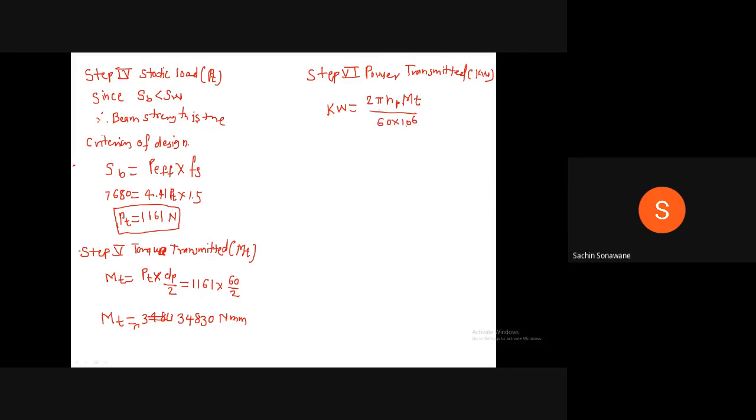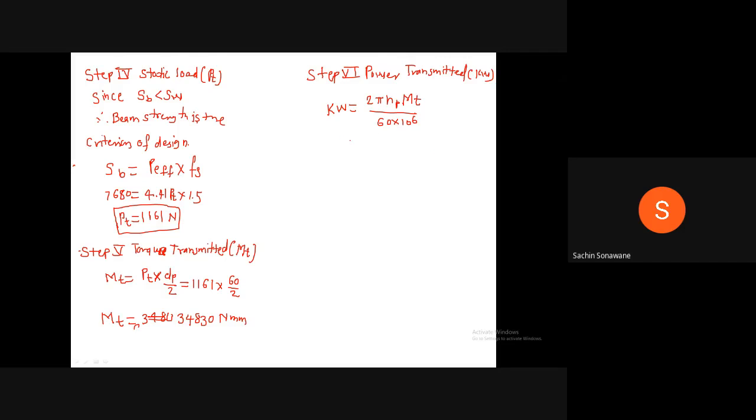Why have we taken 60 into 10 raised to 6? Because torque is taken in Newton mm and we are going to calculate kilowatt. If you take the formula P is equal to 2 pi n t divided by 60, we get power in watt and torque is substituted in Newton meter. But here we substitute torque in Newton mm and calculate power in kilowatt. That's why we have taken 60 into 10 raised to 6 in the denominator.